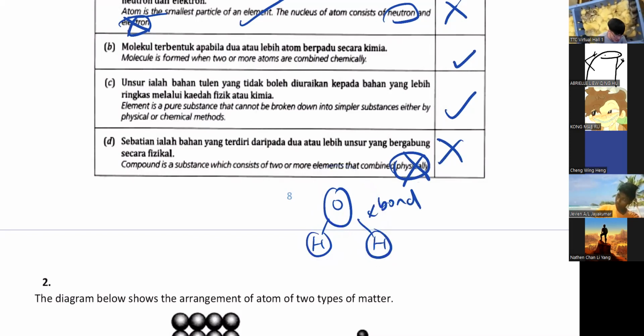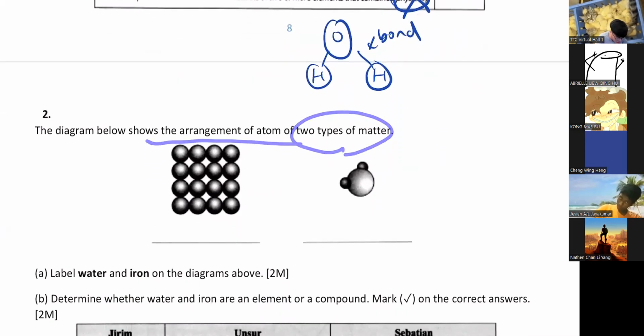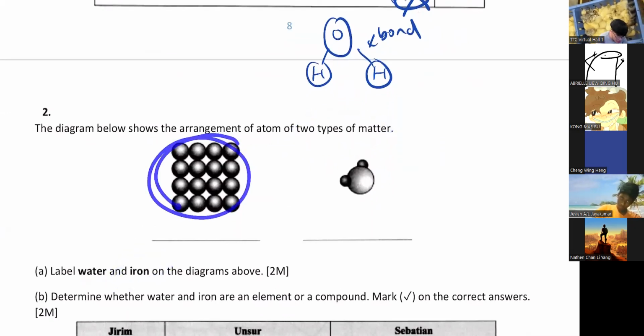Okay, yeah, Wing Heng, what's up? Okay, so number 2, this is the arrangement of atoms of 2 types of matter. So who is water and who is iron? Iron is an element. So iron is this. You see, only 1 type of atom here.